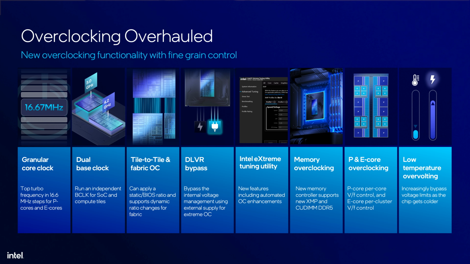Arrow Lake's new overclocking features are available also within the Extreme Tuning Utility. Specifically the 16.6 megahertz ratios, the dual B-clock, viewing the memory telemetry and a few settings as well. All these settings can be found in the XTU user interface.